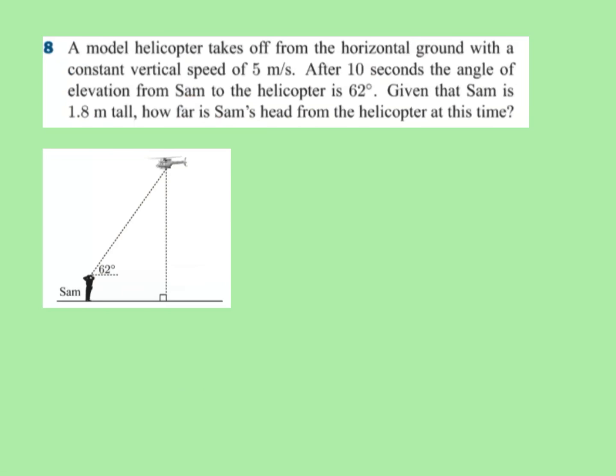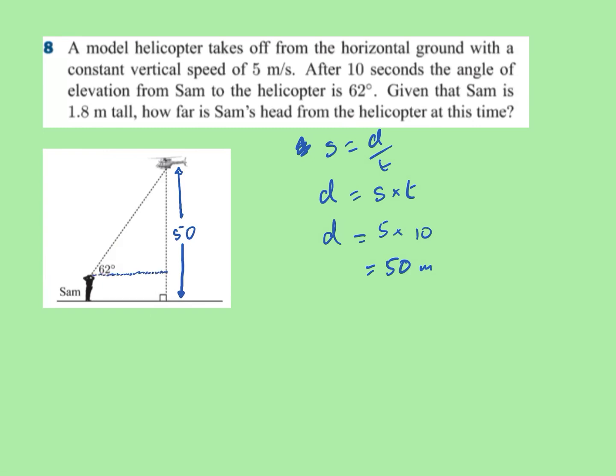Okay. Now, we've got to be really, really careful here. We've got to work out how high did the helicopter travel. Well, we're doing a constant vertical speed of 5 meters per second for 10 seconds. So speed equals distance over time. So distance equals speed times time. So the distance travelled is, speed is 5, time is 10, 50 meters. That means this entire distance is 50 meters. But Sam is 1.8 meters tall.